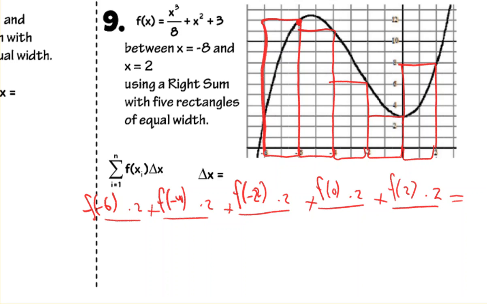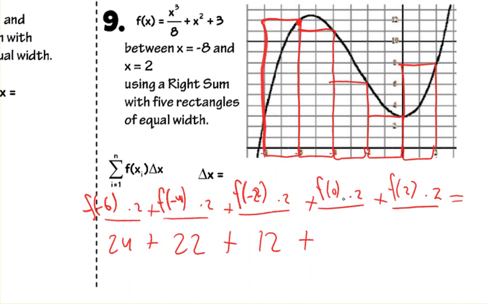So 2 times, so I'm scrolling up in my calculator. F of -6 I had already figured out was 12, so times that by 2. F of -4 earlier I figured out that that was 11, times that by 2. F of -2 is still in my calculator, that was 6, times that by 2.